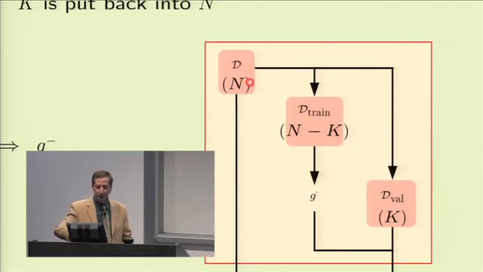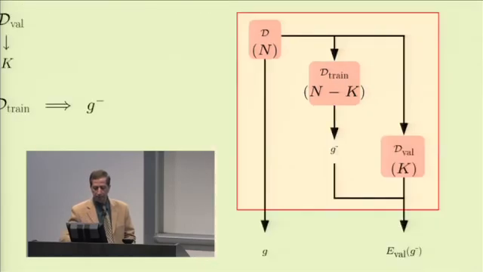So now here is the idea, if you look at the figure. I have the D. If I use the training set by itself, I would get G. What I'm doing now is that I am going to take D train, which are fewer examples, and the rest go to validation. I use D train to get G minus, and then I take G minus and evaluate it on D val, the validation set, in order to get an estimate.